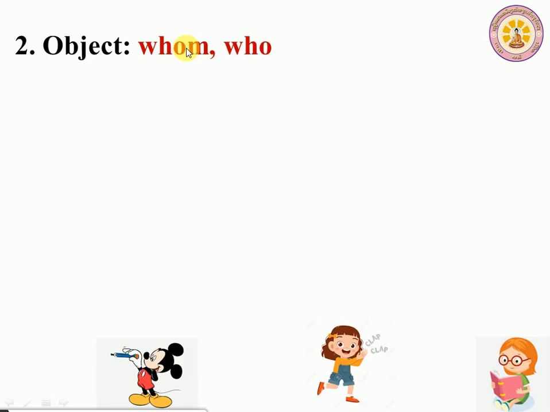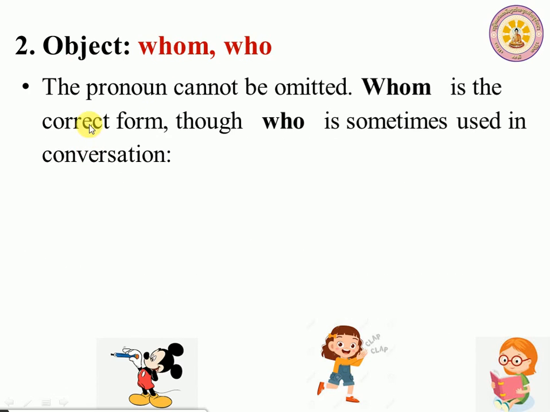One more, object. The relative pronoun used for the object in a non-defining relative clause is whom or who. The pronoun cannot be omitted. Whom is the correct form, though who is sometimes used in conversation. So grammatically the pronoun used is whom for the object, but who can also be used, especially in spoken English.